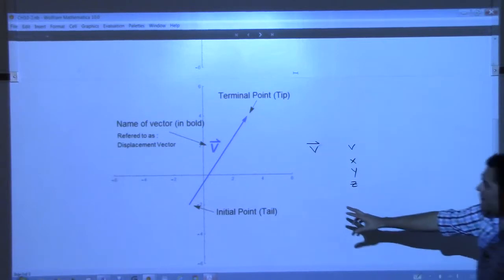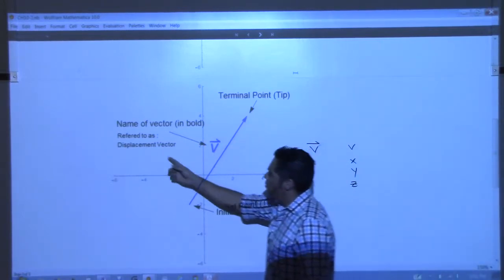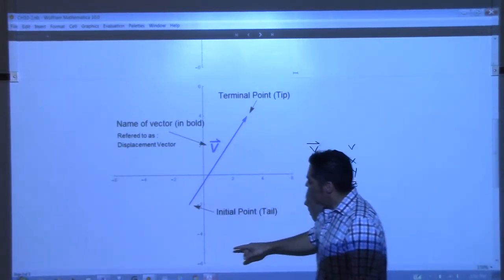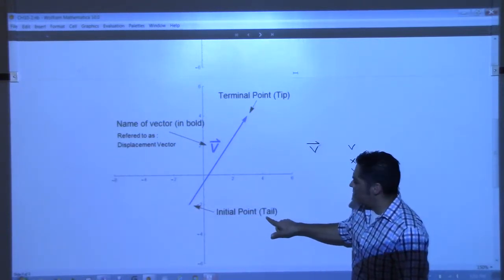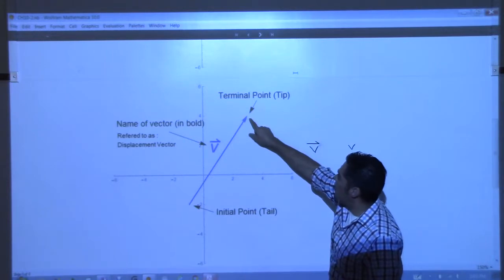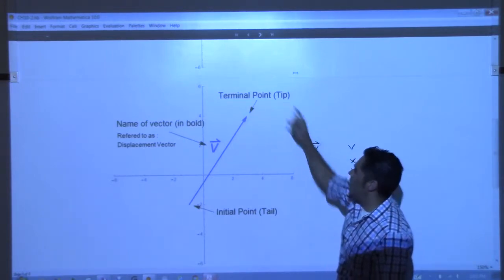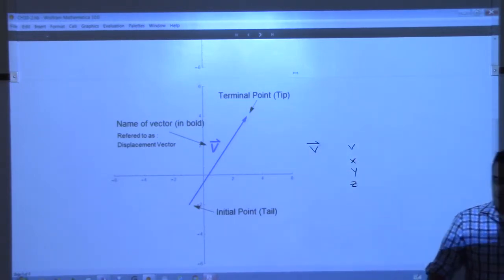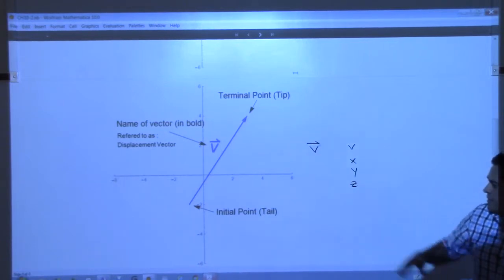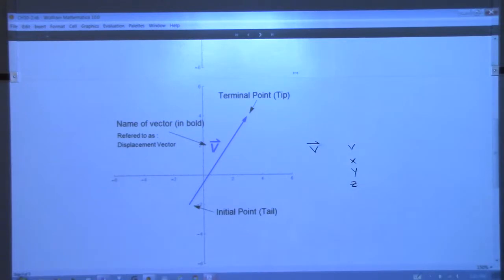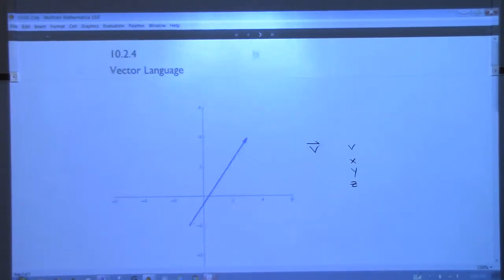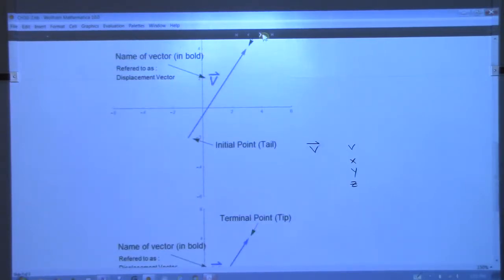Now we also have some language. We call this a displacement vector. This part of the arrow is the initial point, or called the tail of the vector, and then the tip of the arrow there is called the terminal point, and of course that's the tip. So you'll hear me say tail to tip or tip to tail. This is the tail, that's the tip, all right? So all vectors will have that, unless it's the zero vector, but we'll get onto that later.